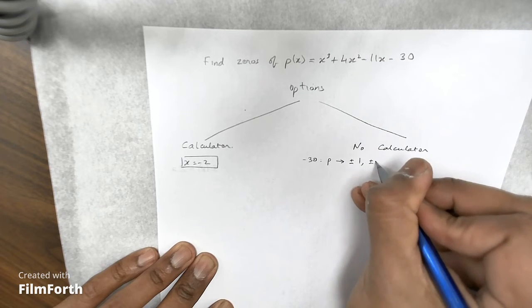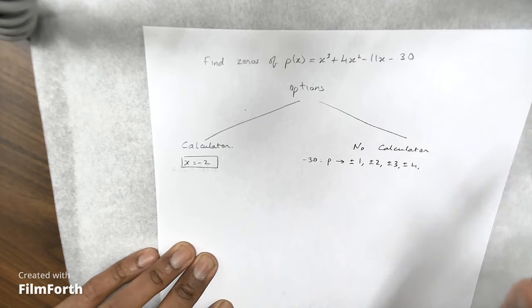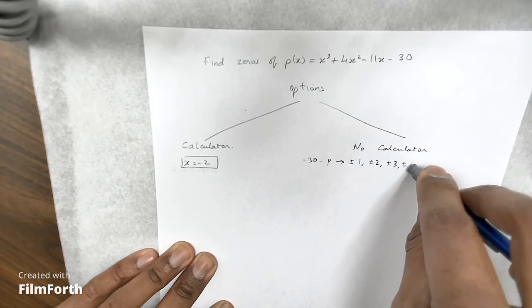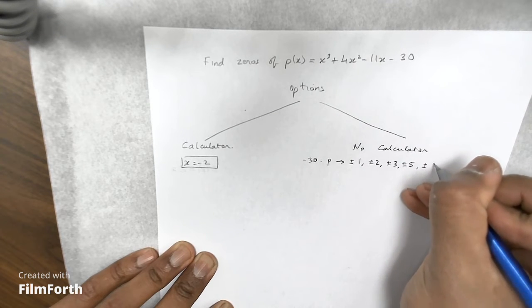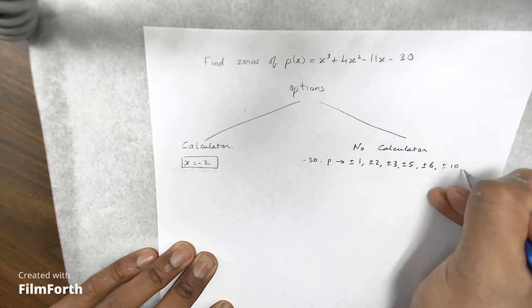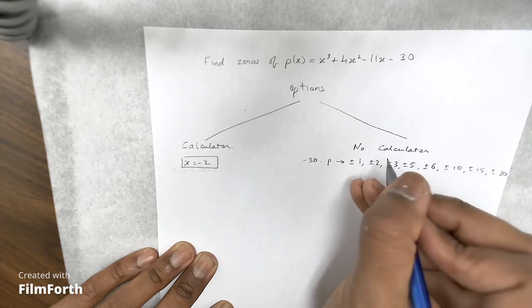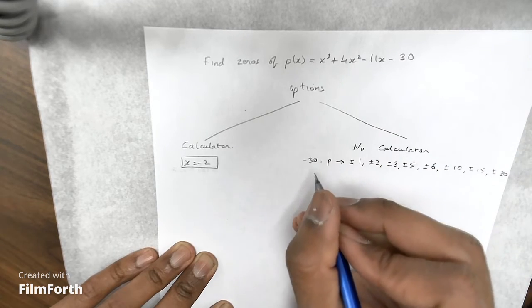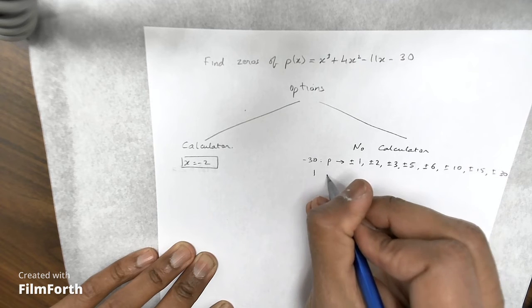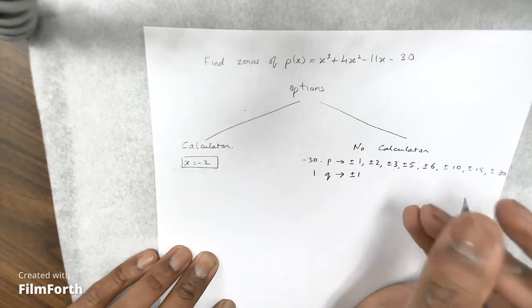Plus or minus 1, plus or minus 2, plus or minus 3, plus or minus 4, not 4. Thank you for being awake there. I was falling asleep here. 5, 6, 10, 15, and 30. And then that -30 comes from here, and the 1 is in front of x cubed. So it's the coefficient of the highest degree, and you have plus or minus 1.